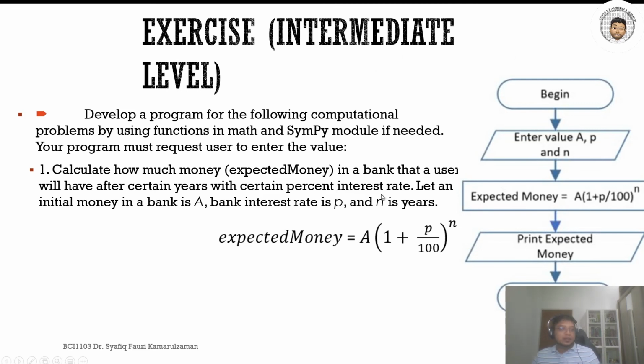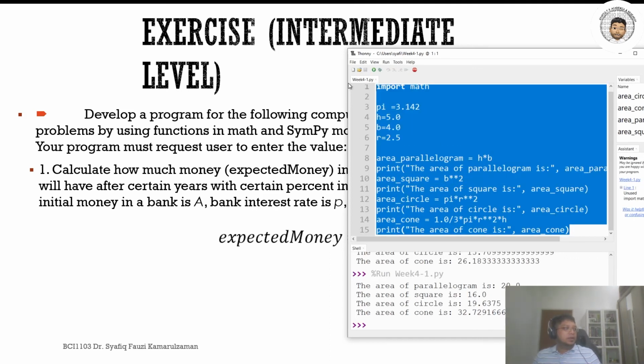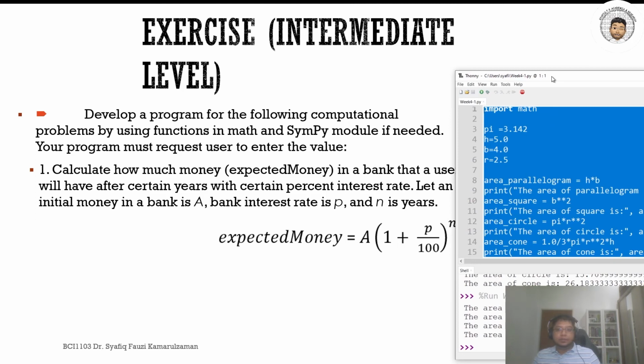So this is the algorithm. Try and do the code by yourself. I'll give you 5 minutes to do it. So let's try and do it here first. We have this one, intermediate level, another one. That's later on. This one is simple.